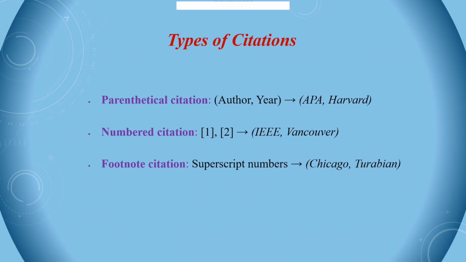And the third type of citation is footnote citations. That means we write the numbers in superscript, which is also known as the Chicago style of citing the source.